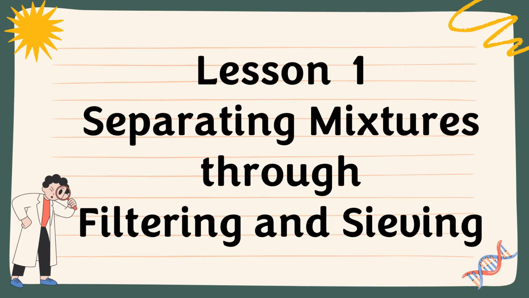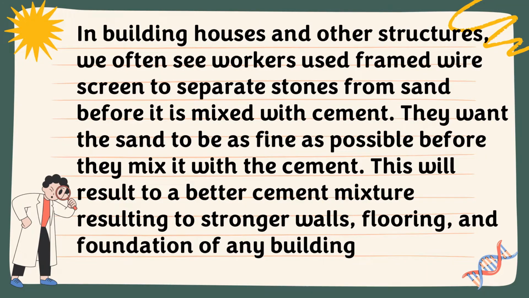Lesson 1. Separating mixtures through filtering and sieving. In building houses and other structures, we often see workers use frame wire screen to separate stones from sand before it is mixed with cement. They want the sand to be as fine as possible before they mix it with the cement. This will result to a better cement mixture, resulting to stronger walls, flooring, and foundation of any building.